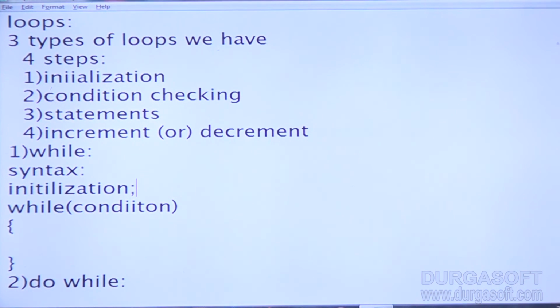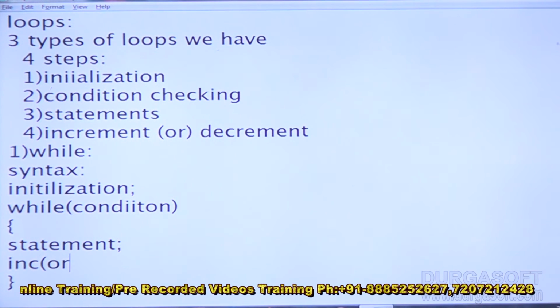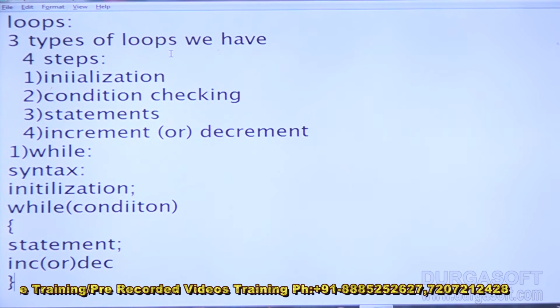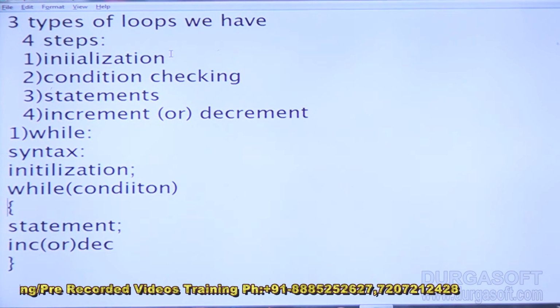First one is initialization. If the condition is true, then it will execute the statements that are in the while loop. What will it do? It will execute the same statements repeatedly, then increment or decrement. This is the syntax of the while loop.